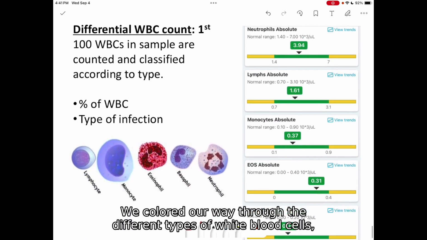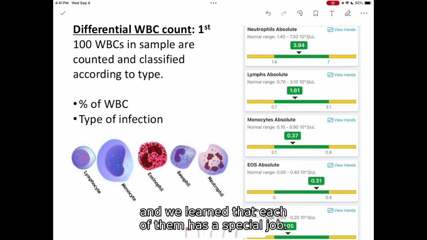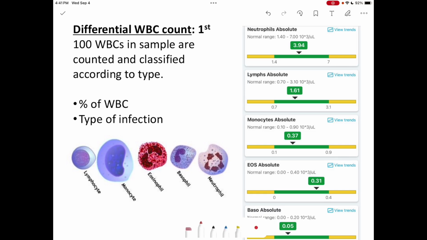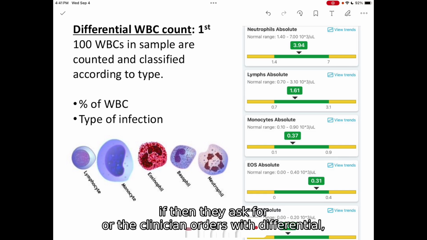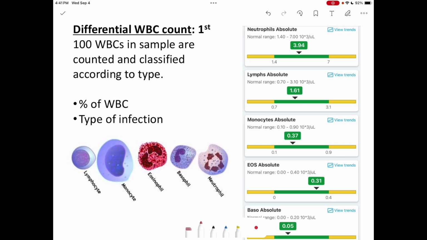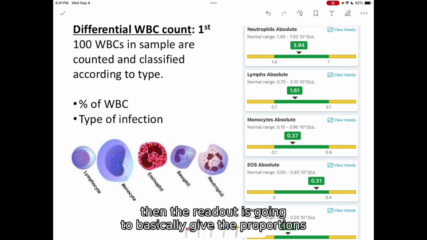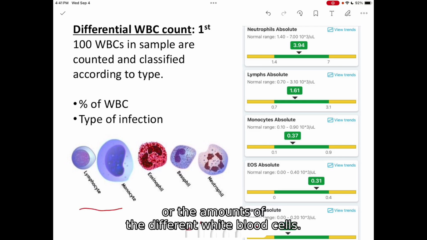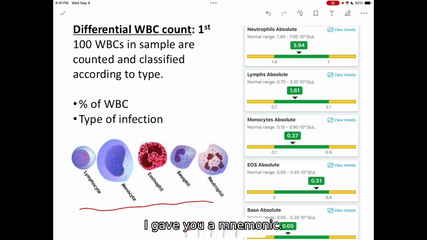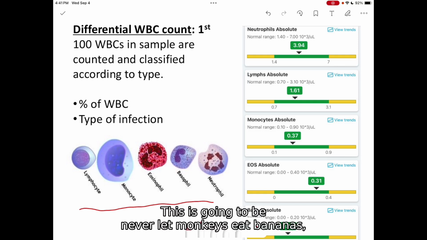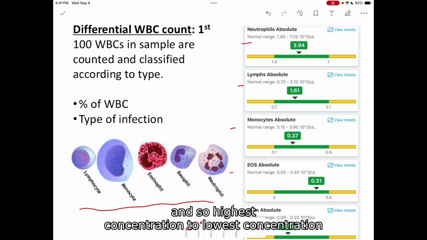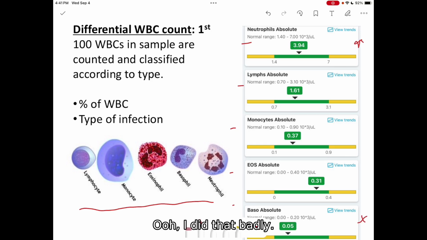We colored our way through the different types of white blood cells, and we learned that each of them has a special job. So with a complete blood count, if the clinician orders it with differential, then the readout is going to basically give the proportions or the amounts of the different white blood cells. And I gave you a mnemonic. This is going to be never let monkeys eat bananas. And so highest concentration to lowest concentration as far as white blood cells. Ooh, I did that badly.